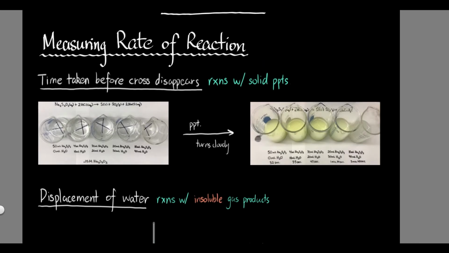However, this is a very subjective and inaccurate method, because how do you exactly define when a cross disappears? You could say it has disappeared, but your peer might say no, maybe we're still able to see it a little bit. So it's not really accurate and not really recommended, but it's very useful if you have a reaction with a solid precipitate, and it gives you a general idea, especially if the time taken varies a lot when you vary the concentration.